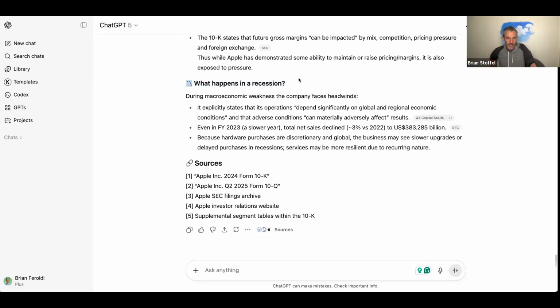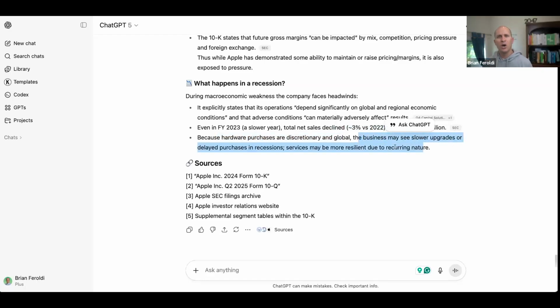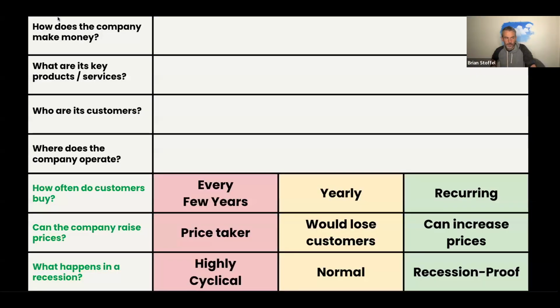And then finally, what happens in a recession? During weaknesses, Apple says it depends significantly on global and regional economic conditions, and that adverse conditions can cause material adverse sales impacts. 2023 total sales declined 3%. And because hardware purchases are discretionary, the business may see slower upgrades or delayed purchases. I would say that this analysis from ChatGPT was spot on. I totally agree. Totally right.